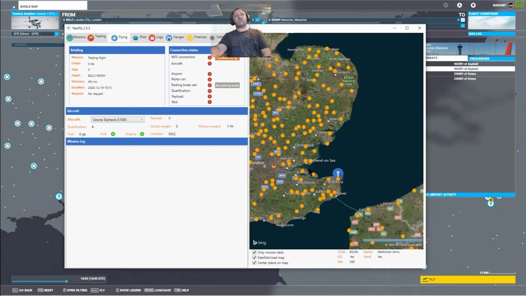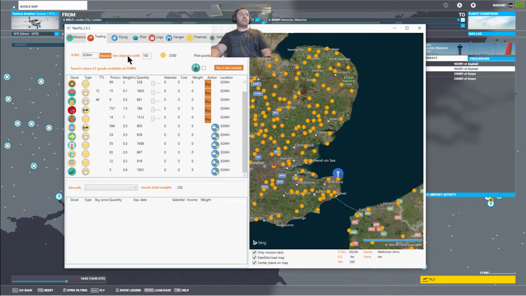But the problem is, if you go too close, no one seems to want it. You've got to go a reasonable distance. My next bet was to go across to France. Now on the trade, on your markets you search, the airports that show up in here are within a 100-mile radius for me. You can make that as little or as big as you like.